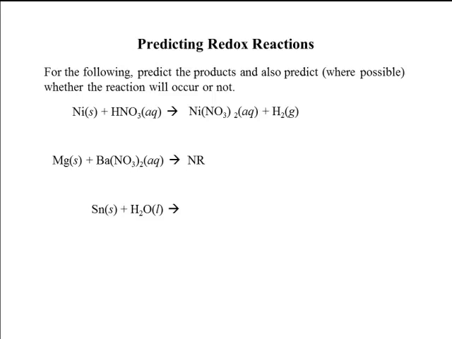What about tin with water? Well, tin isn't going to be strong enough to displace the hydrogen from the water. It would be strong enough to displace it from an acid, but it's not strong enough to displace it from water, so there'd be no reaction. Okay, so using that activity series, you can predict a general idea of whether a reaction will occur or not. You should also be able to predict products based upon those 4 different types of redox reactions we talked about.